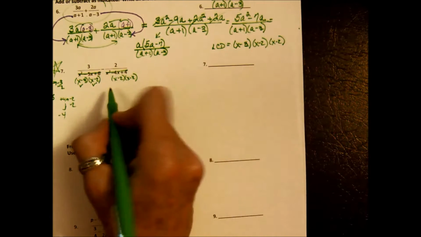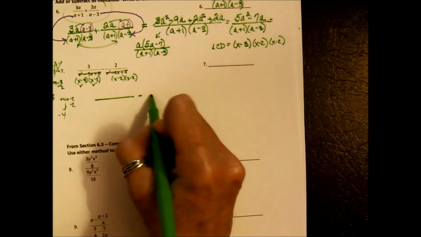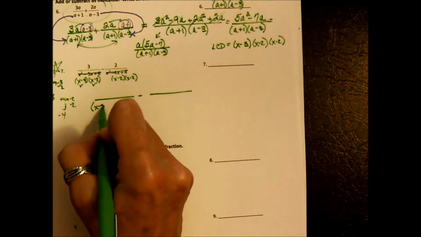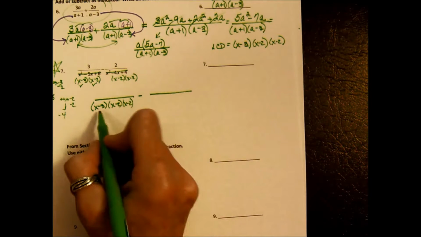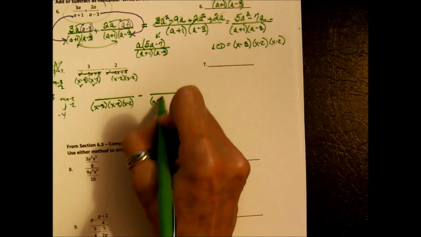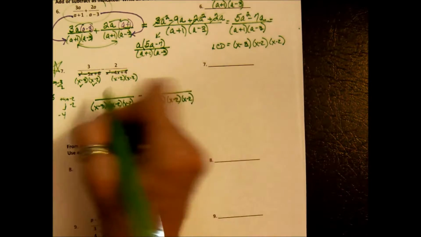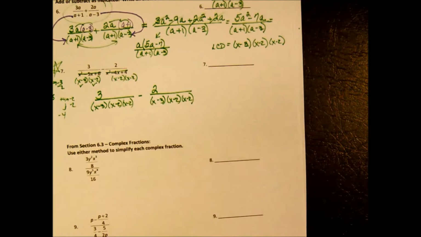So let's do what we did in number 6. Let's rewrite the fractions with that common denominator: x minus 3, x minus 2, and x minus 2. You could write x minus 3 times x minus 2 squared. Now let's write what we already had. And now let's see what we had to multiply by to get to the common denominator.